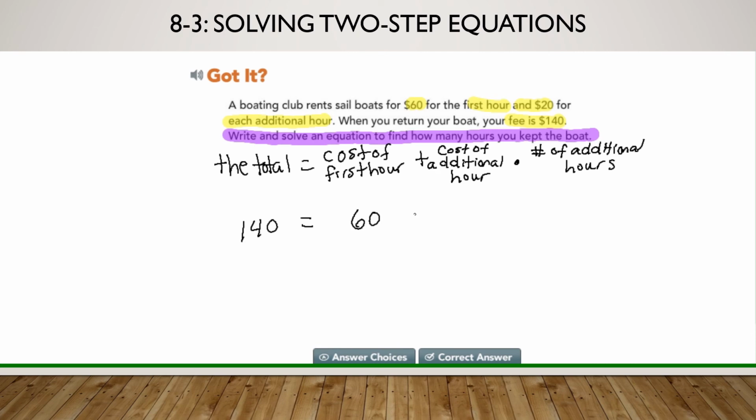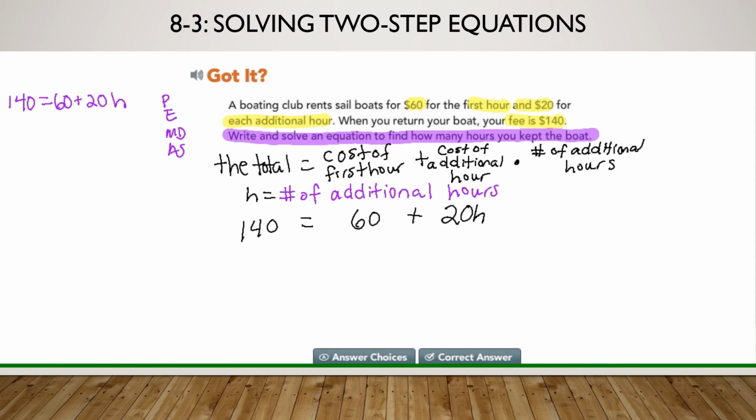So that'll be 60 plus cost of additional hour. What's the cost of the additional hours? It says $20 for each additional hour. So that's 20 times number of additional hours. We don't know how many additional hours we have, so we're going to use a variable. And remember, whenever you have a variable, you always have to identify your variable. So the variable h represents the number of additional hours. Now we have our equation: 140 is equal to 60 plus 20h.